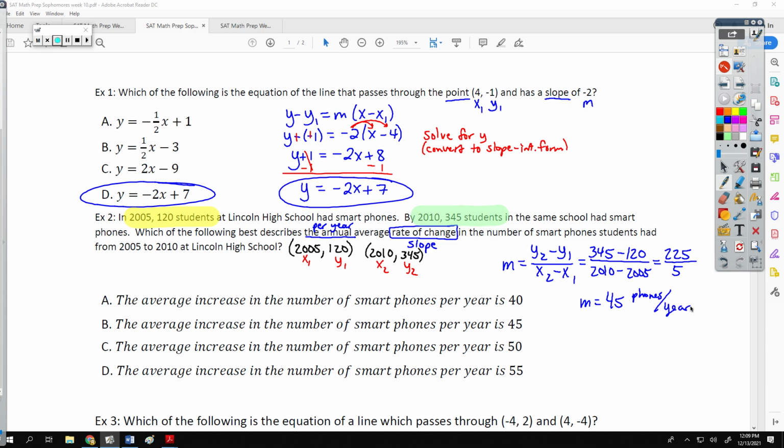So when we look at our options, there's the 45. The average increase in the number of smartphones per year is 45 phones per 1 year. Okay, on to example 3.